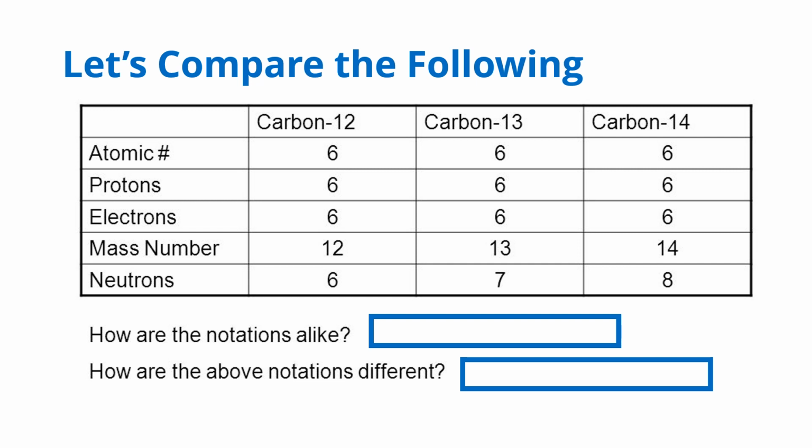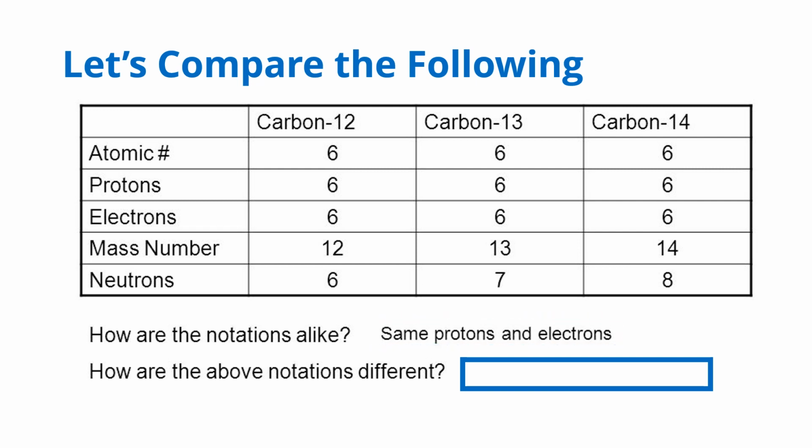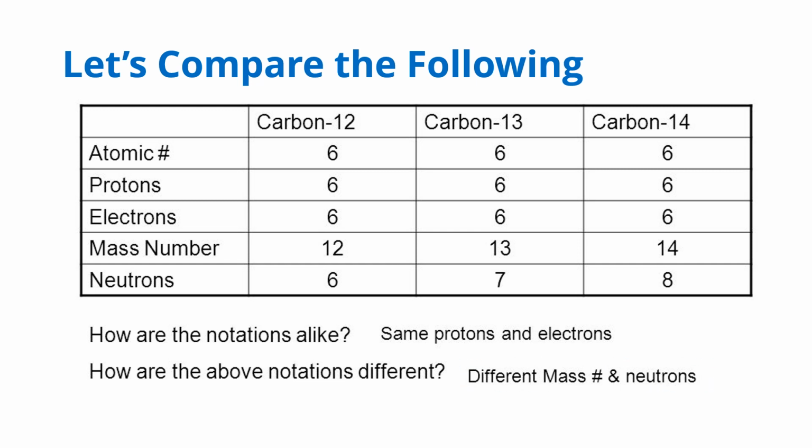So again, how are these notations going to be alike? How are they going to be different? We said carbon-12, 13, and 14. They are alike because they have the same number of protons and electrons, and they're different because they all have different mass numbers and different numbers of neutrons.